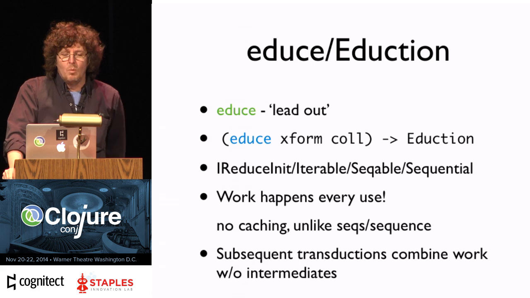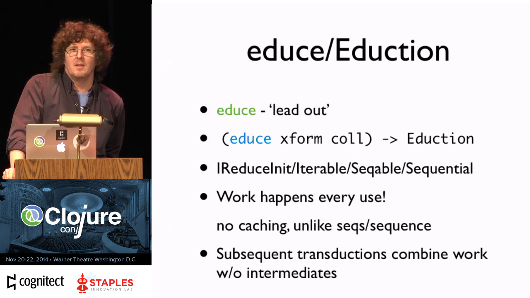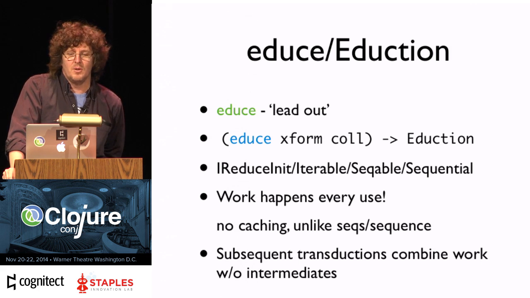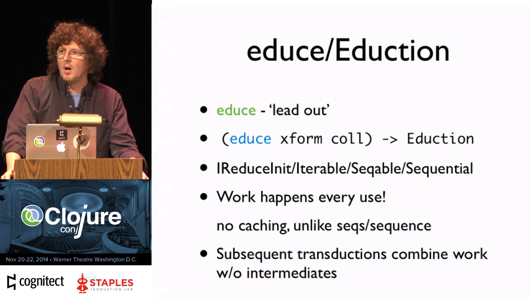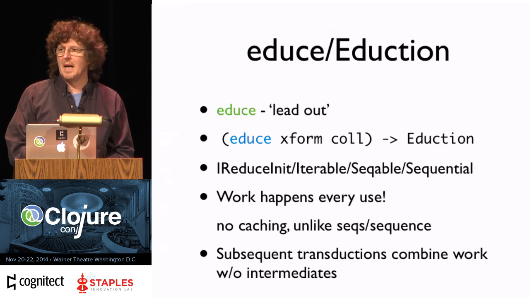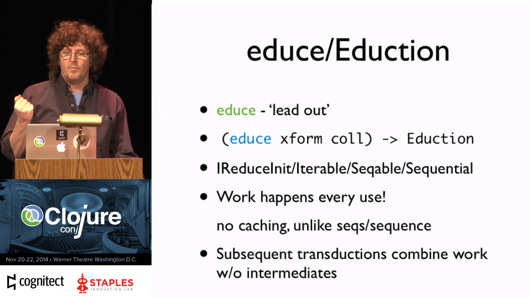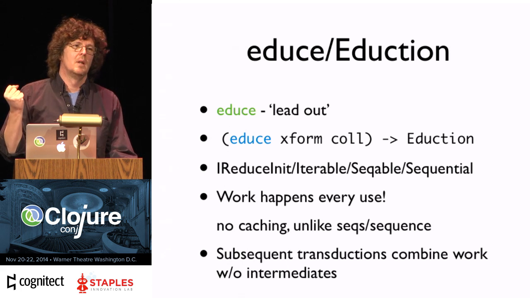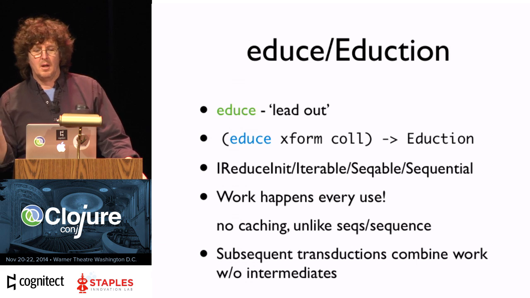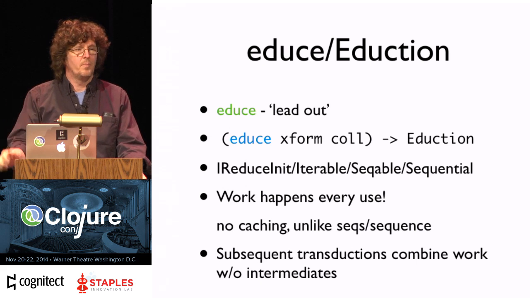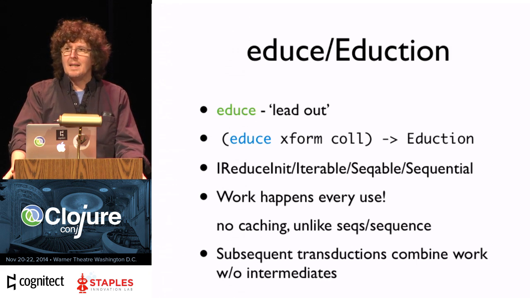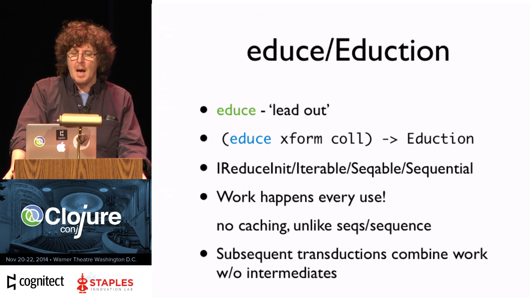So when you educe a collection, basically you're taking a transducer, you're going to make the recipe for transducing this collection, but you're not going to do anything right then. Nothing happens when you call educe, except the recipe is created. And you return something that is called an eduction, or a leading out of this data. So when does it actually happen? It happens when you use it.